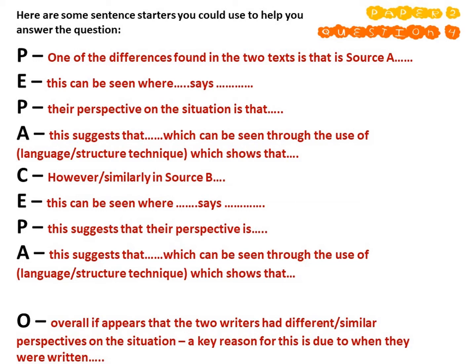So pause this recording now to jot down some of these sentence starters or find your revision cards where we gave you all these revision starters.